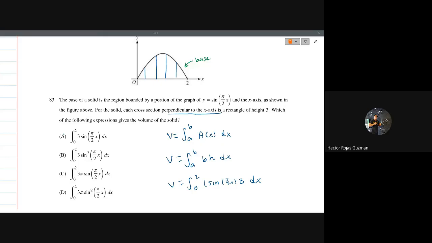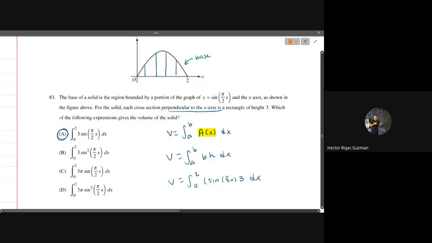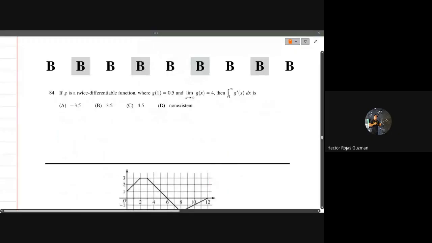When you're doing volume of cross sections, you're going to have to know the formula for area of shapes: a rectangle, a square, a triangle, a semicircle, anything. Because whatever area that cross section has, you're going to integrate that and you're going to get volume out of that.